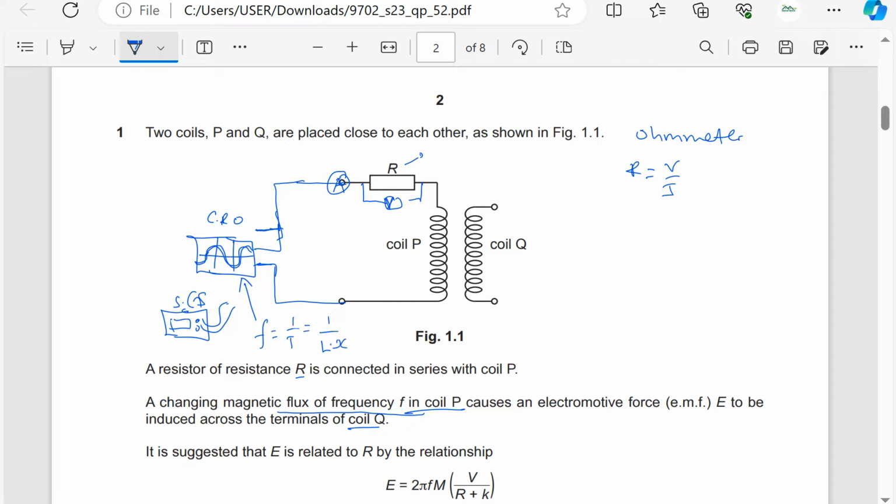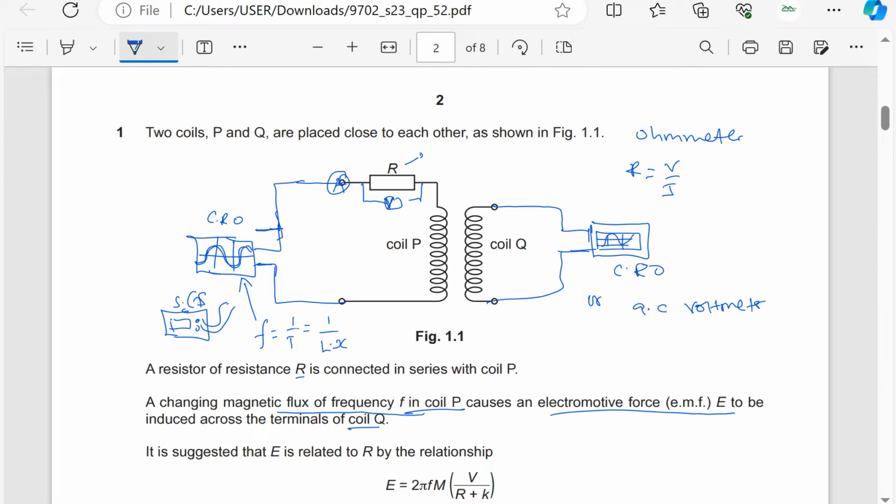Then on the other side, we have the induced EMF, E. So you may need a CRO this side to measure the amplitude of the induced EMF. You could add a CRO here. Because you want induced EMF, you could use an AC voltmeter instead of a CRO to determine the value of E. You could use a voltmeter which measures alternating current. So you would be looking for the peak voltage or the peak induced EMF.